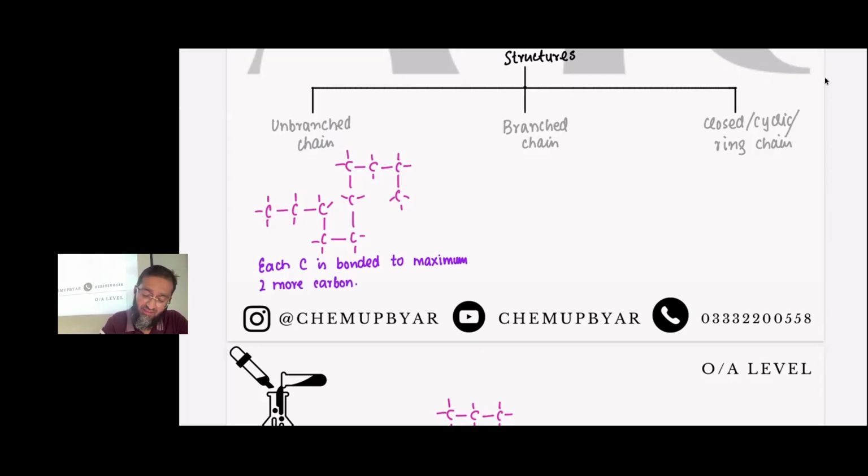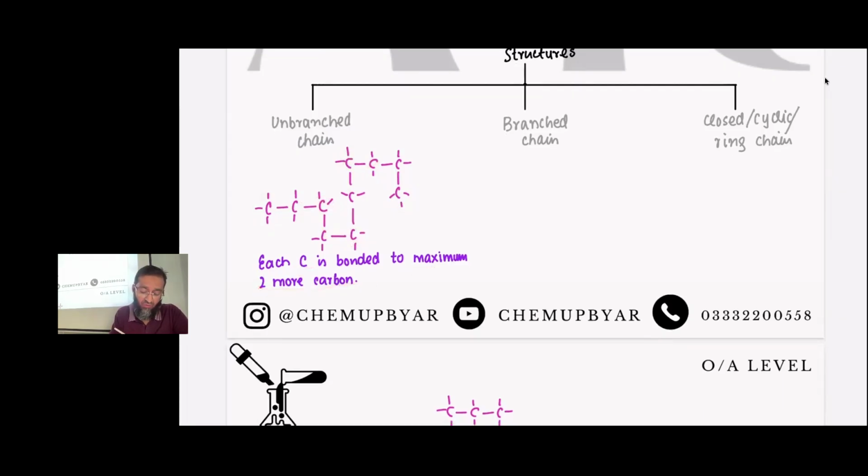So if you see this structure, the first carbon has only one bond with a carbon, and this carbon also has only one bond. But any other carbon is bonded to two carbons. So if in a chain, a carbon is bonded to a maximum of two more carbons, then that structure is always considered a straight chain structure, whether it's drawn straight or not. Is this clear? Yes, Ridwan, Laiba. Is this clear? Yes, sir.